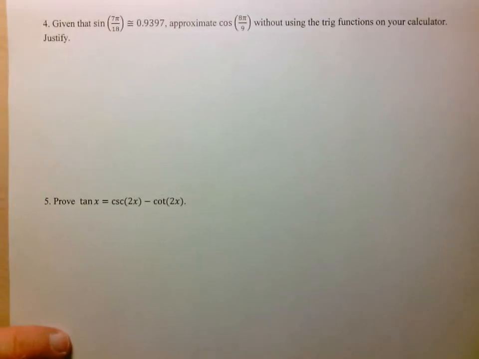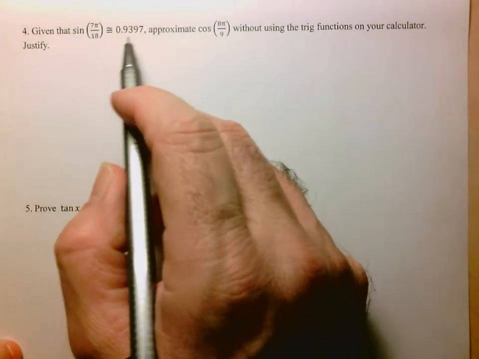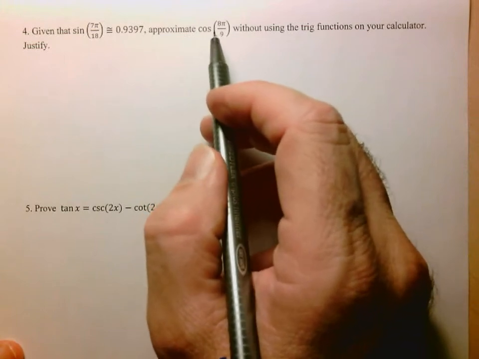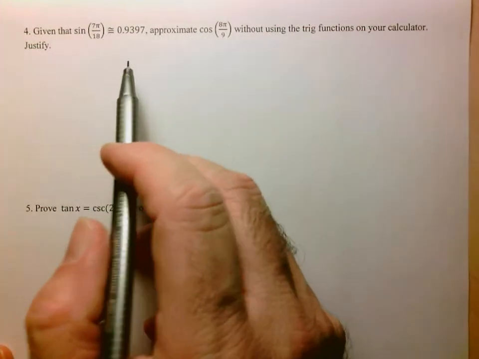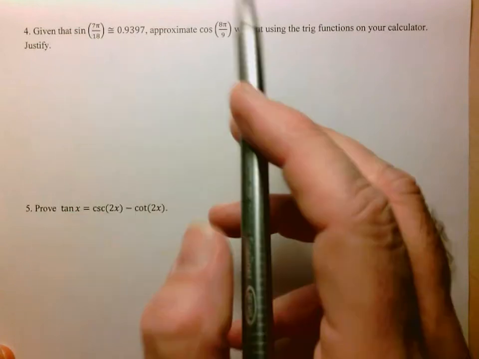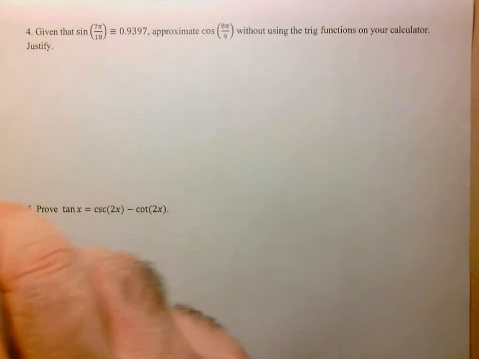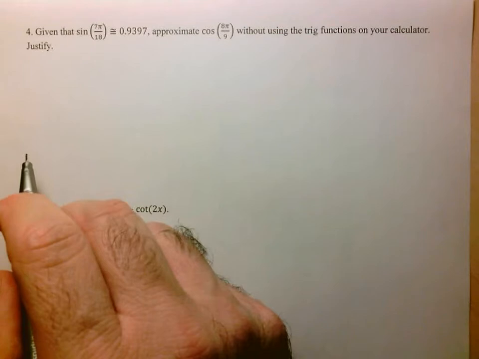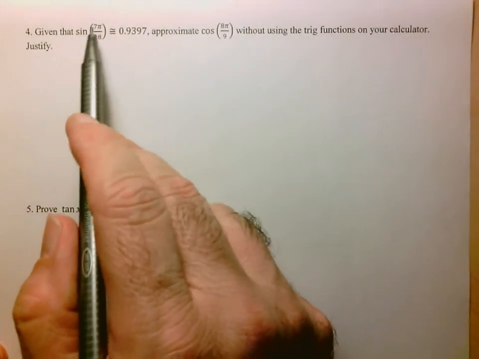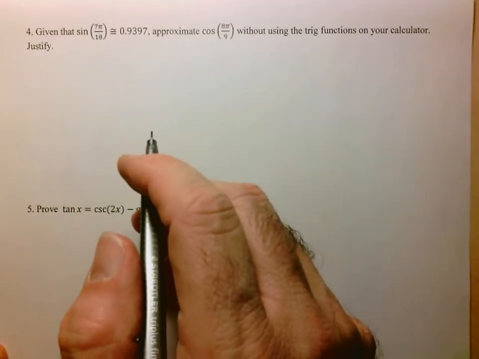Okay, so number 4 here. It says given that sine of 7 pi over 18 is approximately equal to this number here, they want us to approximate cosine of 8 pi over 9. So at this point here, you want to notice certain patterns. They're giving us information about a sine value, and they want us to determine information about a cos value. So likely I'm going to be working with my correlated acute angles, or my correlated angles. If I was given information about sine and I was being asked for information about another sine value, then I'd be looking at my related angles.